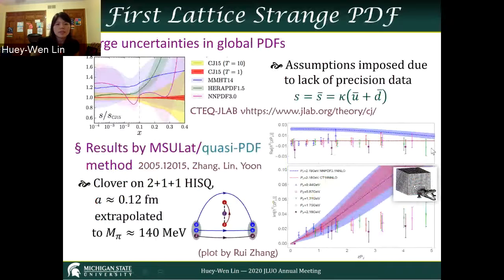And then we are able to see the first strange PDF as well. This is one of those cases where there is not a lot of good data, especially in recent years. Most of the strange dependence of the PDF has been extracted from very old experiments, and there have been long debates on how good they are. In addition, most of the PDF analyzers have been assuming, for example, that the strange quark distribution is the same as the anti-quark distribution.